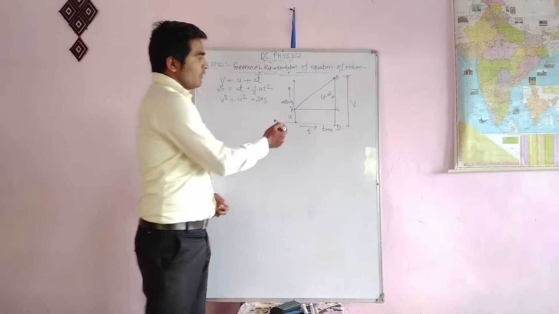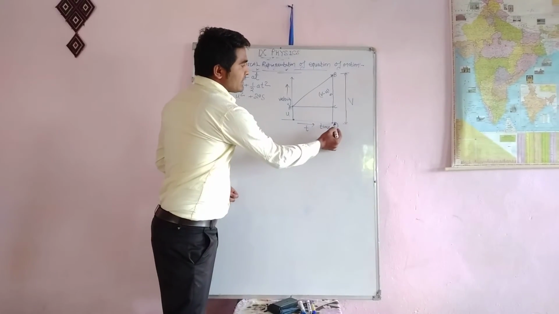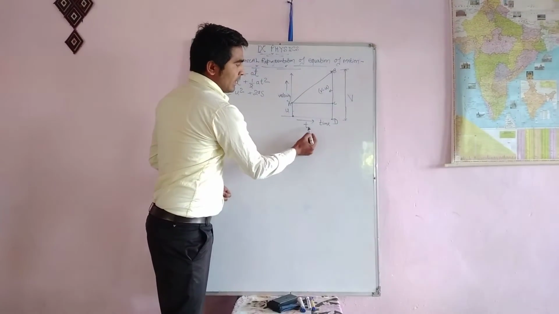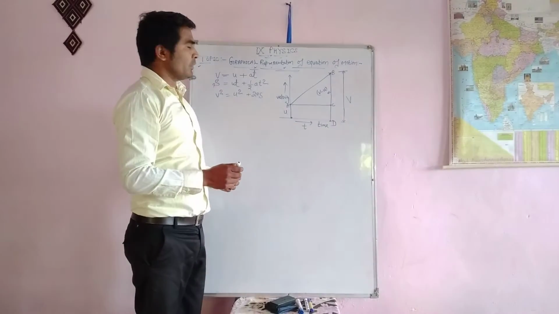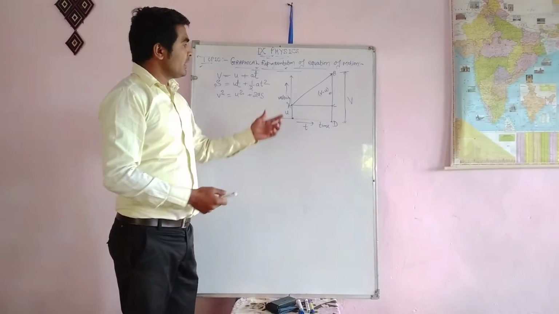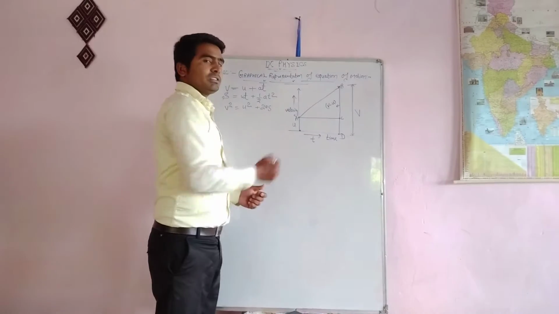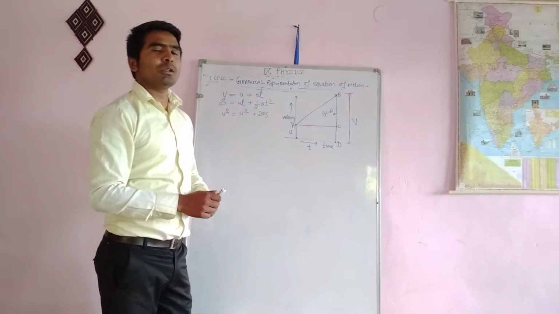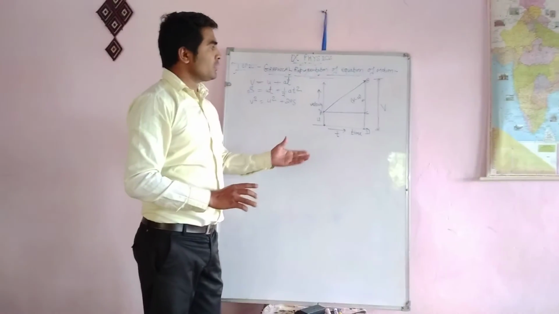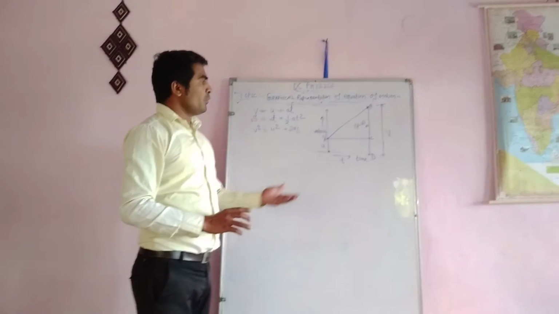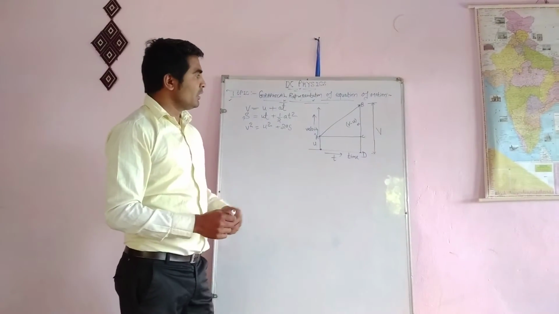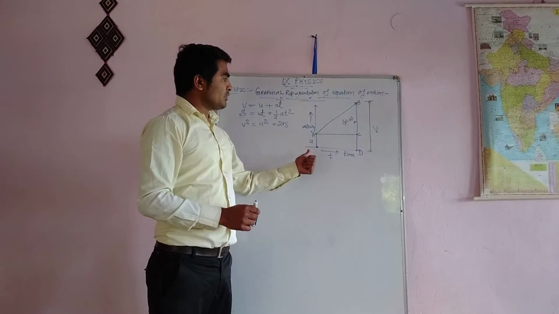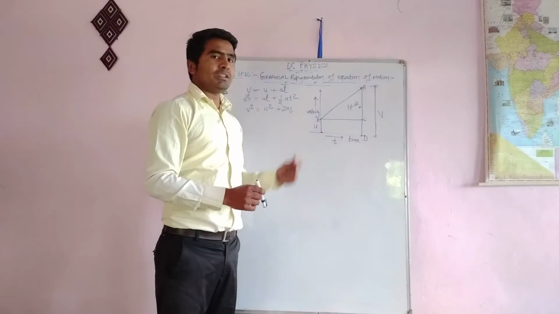This graph is a velocity-time graph. On the x-axis we represent time, and the SI unit of time is seconds. We have already discussed time. On the y-axis we take the velocity of the object, and the SI unit of velocity is meter per second. To prove the equations of motion, we can use the velocity-time graph.